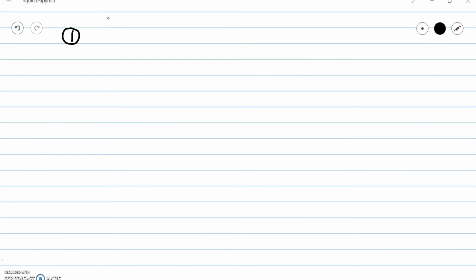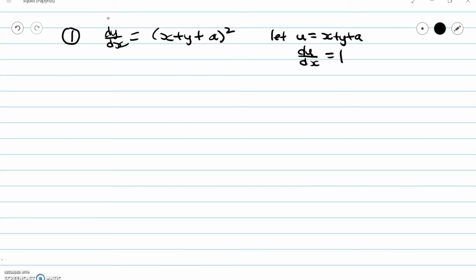Let's follow the procedure with an easy equation. dy over dx equals (x plus y plus a) squared. So first of all, I let u equal x plus y plus a and take its derivative. du over dx equals 1 plus dy over dx. Next, I solve it for dy over dx.